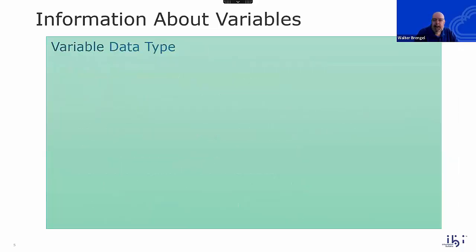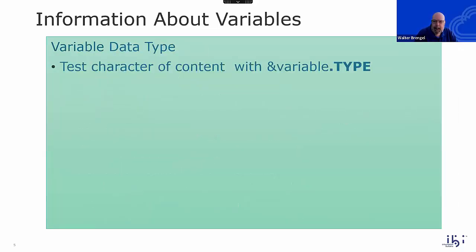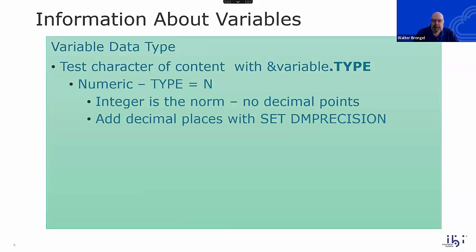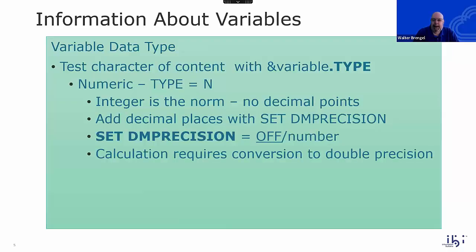All right, data types. You can test for what an AMPER variable is, what type it is, by putting .type at the end of the variable. So if it's numeric, which means it only contains numbers, then it's N. Again, it's an integer, unless you have DM precision set. Any calculations are done as double precision and then stored. If DM precision is off, it's stored as an integer, but if DM precision is on, it's stored with that many decimal points.